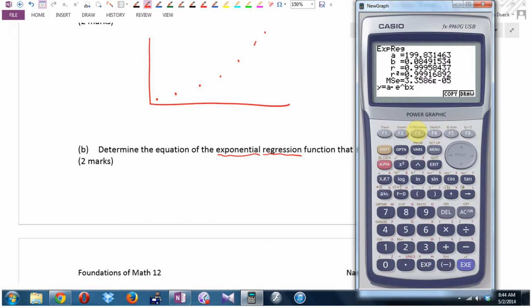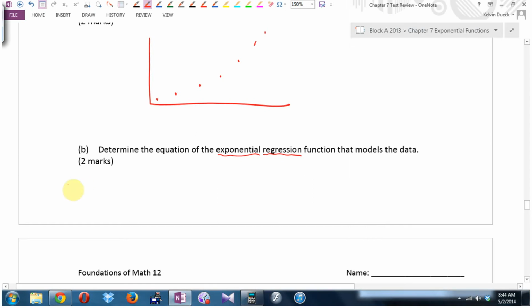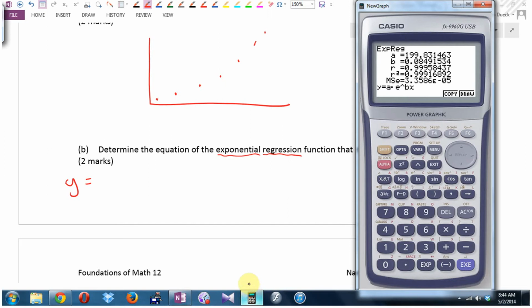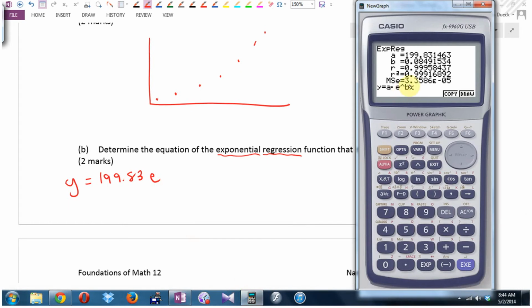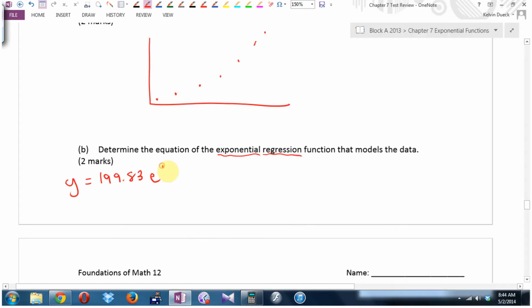Now again, my calculator only allows me to go base e. So this is one possibility. If you use the base e feature, you'll have a graph that looks like this. Y equals 199.83 e to the 0.0849x on mine. What do you folks have on yours? You'll still have 199.83, but you can have a different base all to the x. What do you folks have for your base? 1.09?